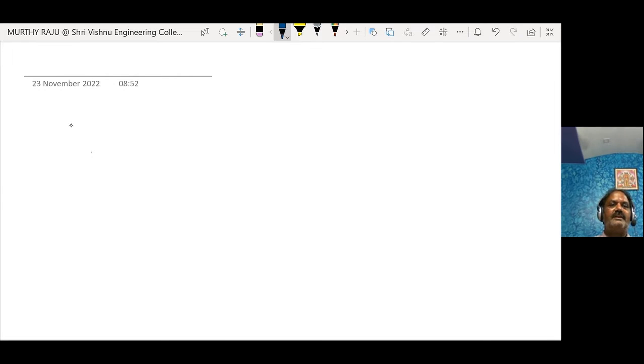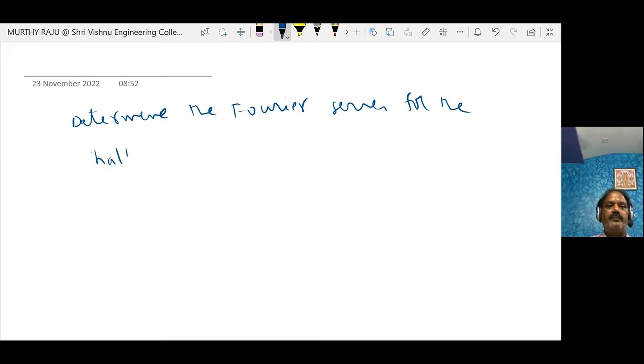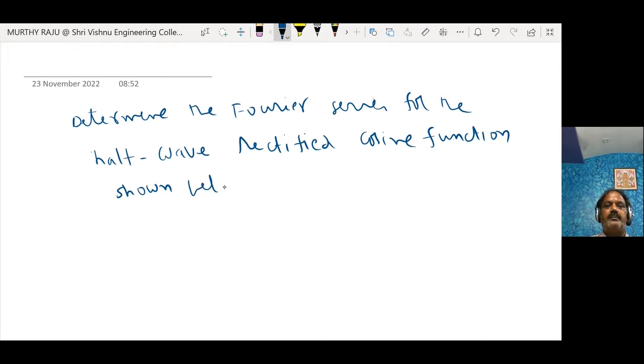In this video, I will explain how to determine the Fourier series for the half wave rectified cosine function shown below.